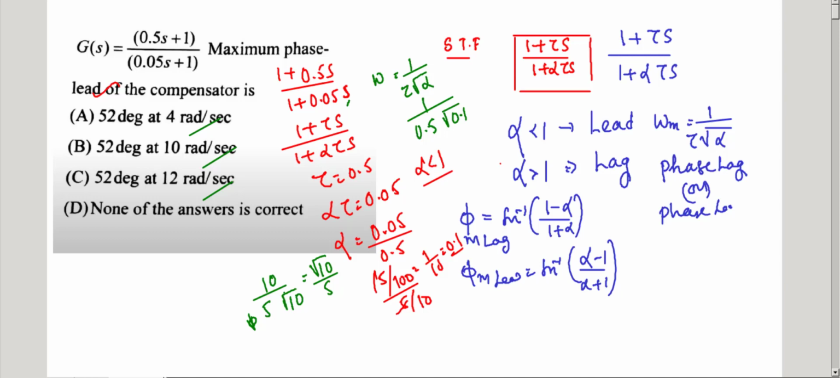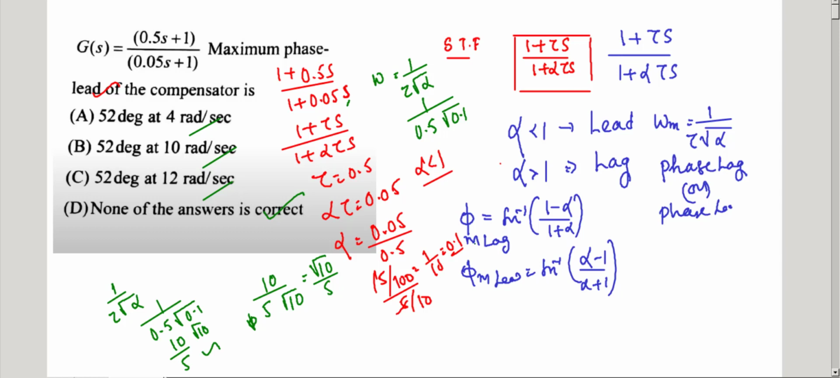The maximum frequency is 1 by time constant root alpha. The time constant is 0.5, root alpha gives 10 by 5 root 10, so 2 root 10. I am not getting the answer, so none of the answers is correct. Check it.